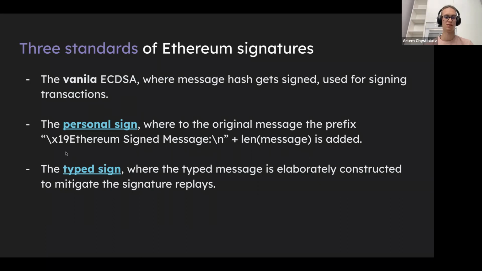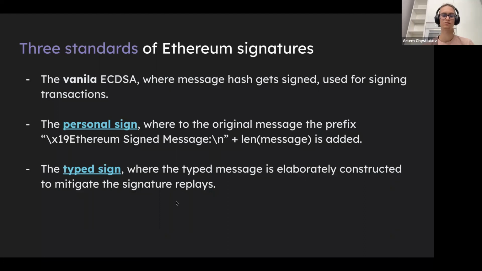And the third type is the new one. It is called typed sign, or more familiarly EIP 712, where the message is elaborately constructed to mitigate signature replays. This is on another level of abstraction. Here with personal sign, we tried to mitigate the problems with transaction signing, but here we are trying to mitigate the problems of signature replay.